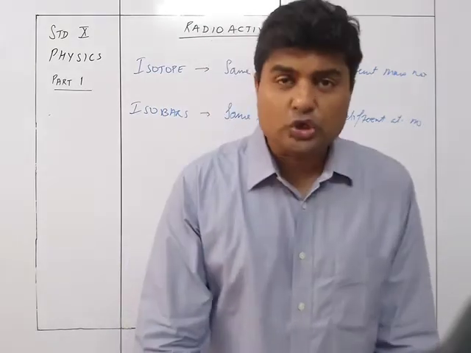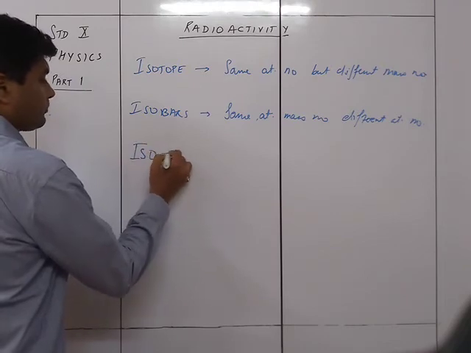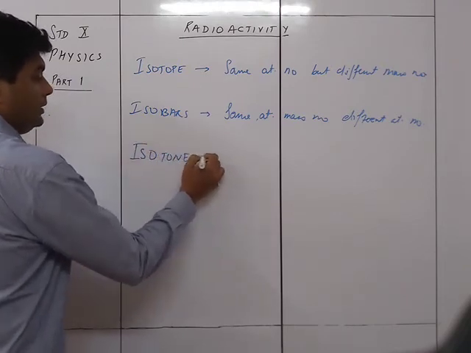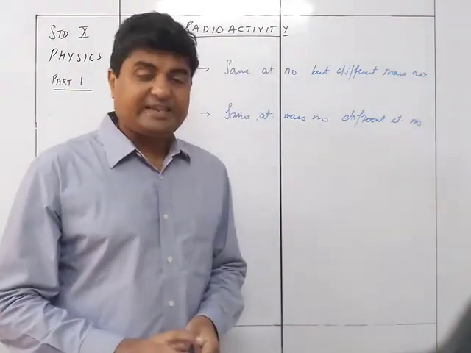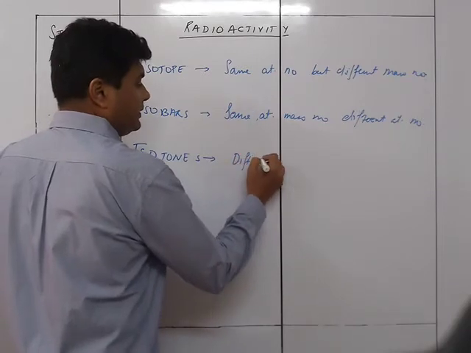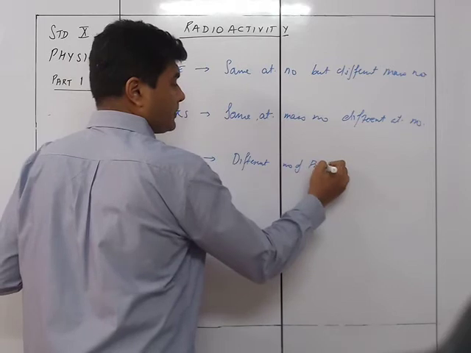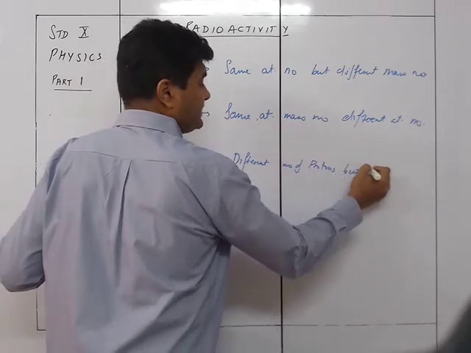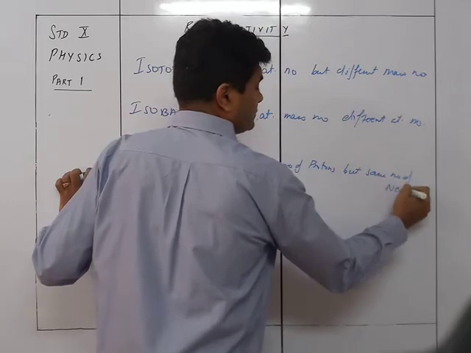The last one is isotones. Isotones are atoms having a different number of protons but the same number of neutrons.